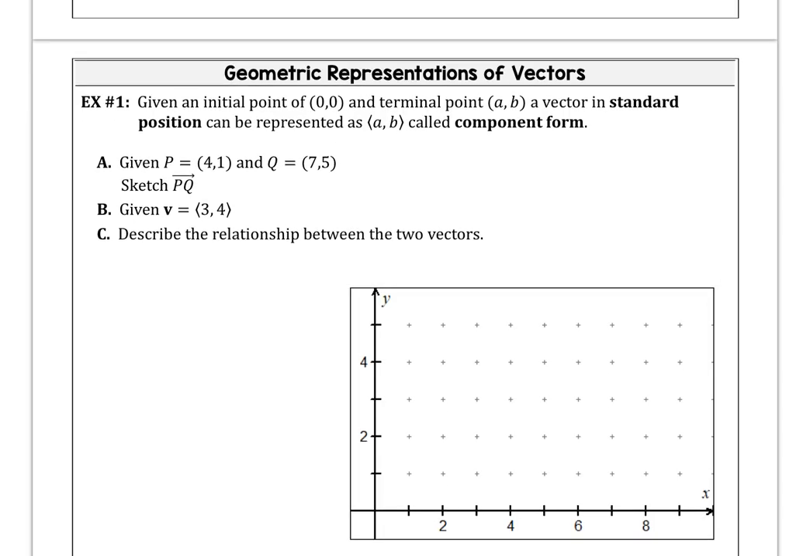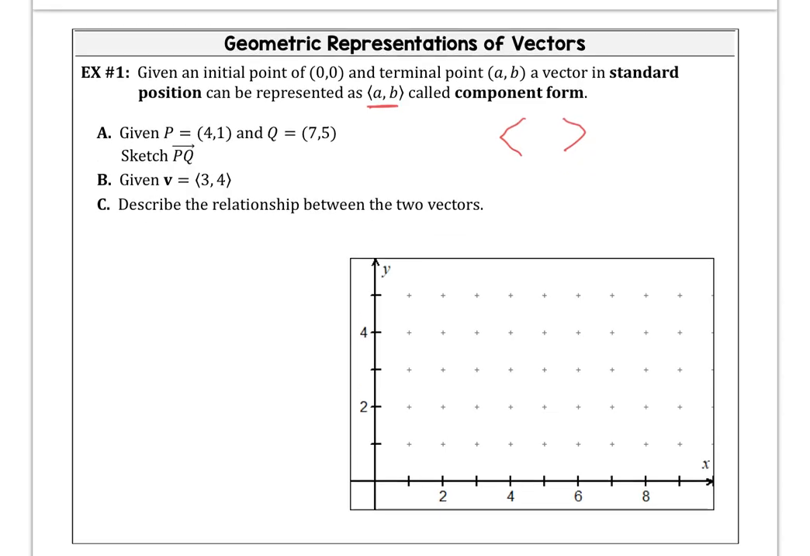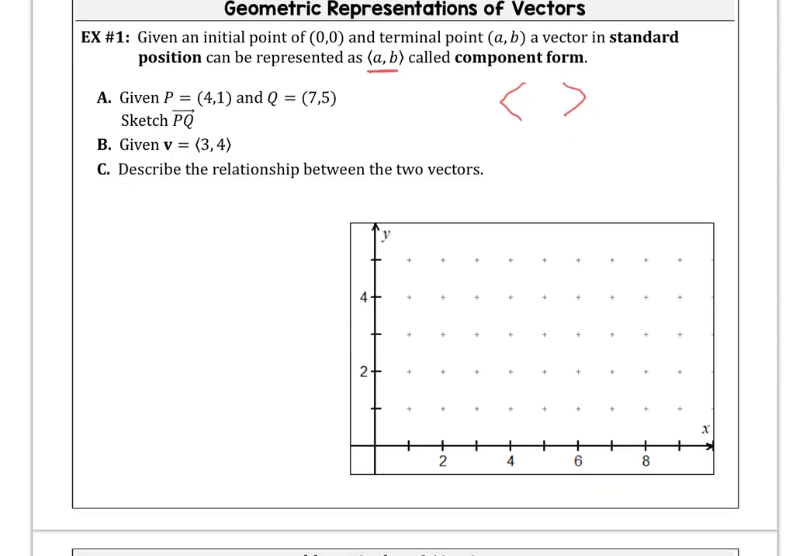We're given an initial point at the origin and a terminal point AB. A vector in standard position can be represented as vector AB, where we're using these little brackets like that. That's called component form. So let's first of all sketch the point P (4, 1), and then the point Q (7, 5). Point P is located at (4, 1). This is P. And point Q is located at (7, 5). This is point Q.